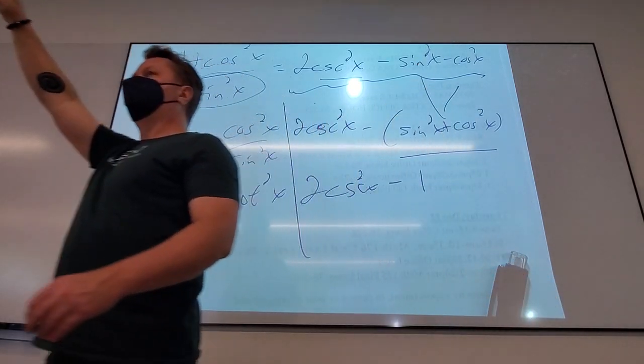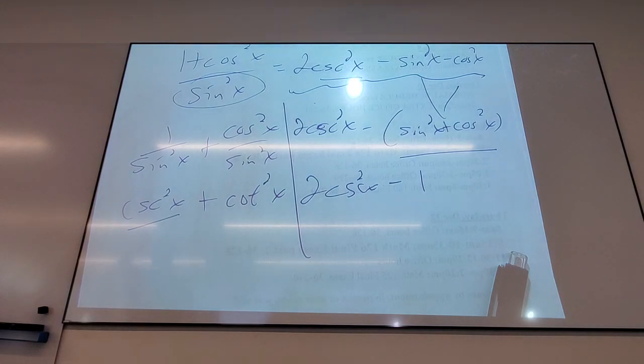Your three most fundamental identities. Sine squared plus cosine squared is 1. What are the other two identities? Cotangent squared x plus 1 is cosecant squared. Tangent squared x plus 1 is secant squared.